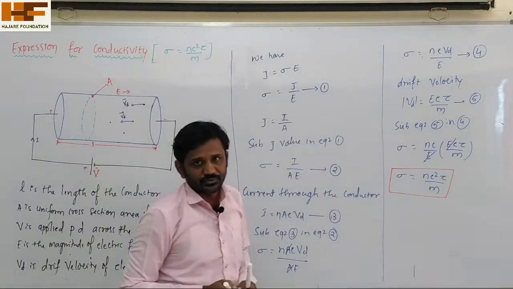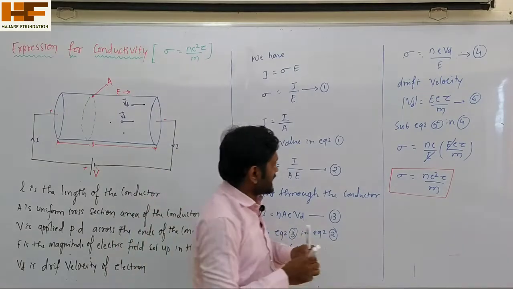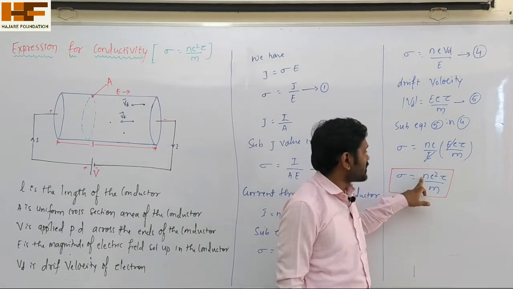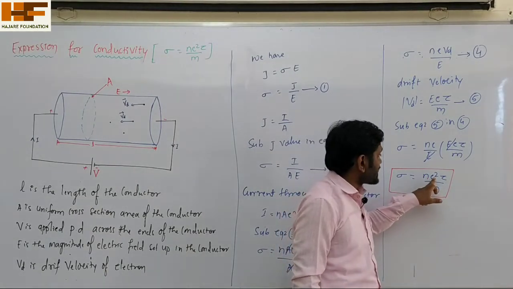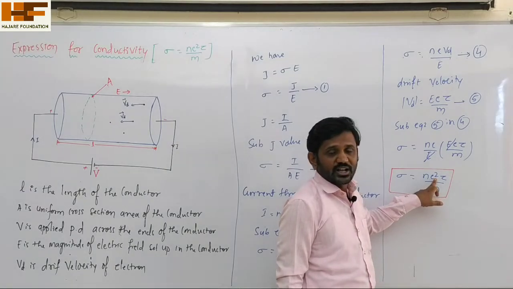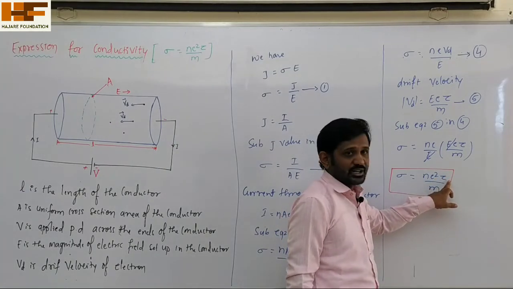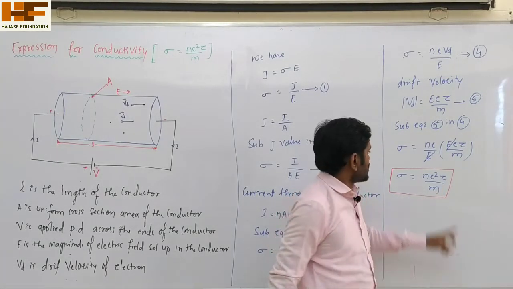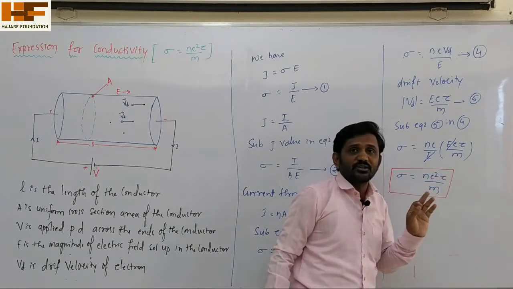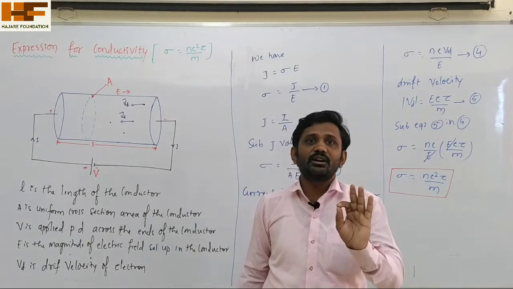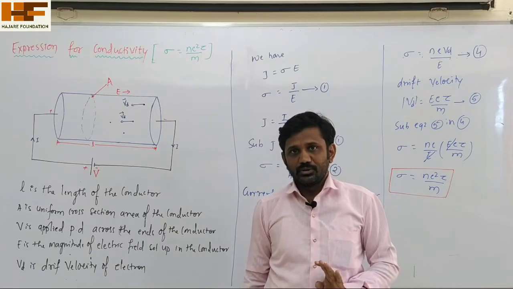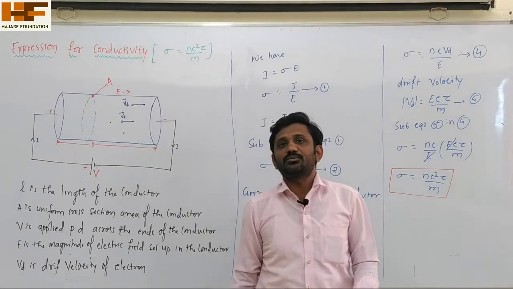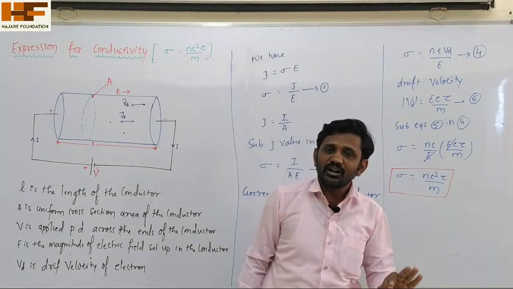Observe this equation. Here, N is the number of free electrons per unit volume of the conductor, e is the magnitude of the charge of the electron, tau is the relaxation time, and m is the mass of the free electron. All these quantities are constant for a given material at a given temperature. That is why the conductivity of the conductor is a constant for a given material and at a given temperature.